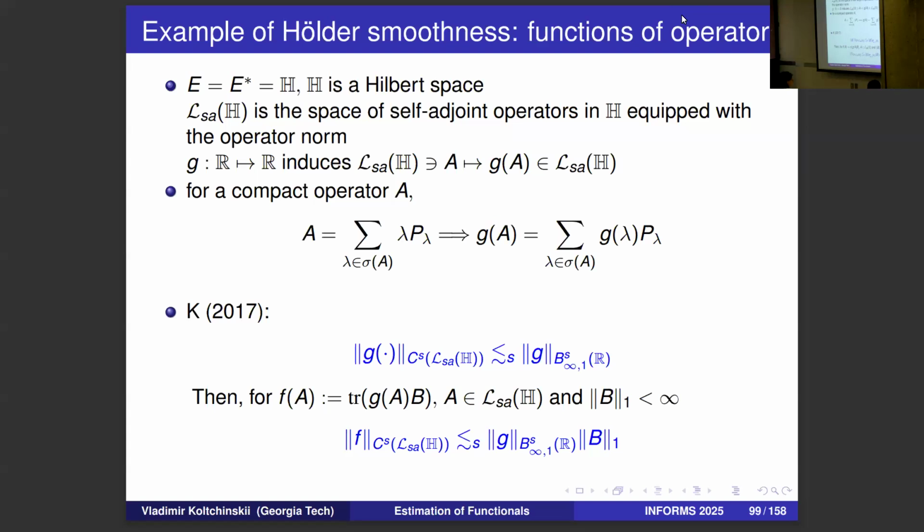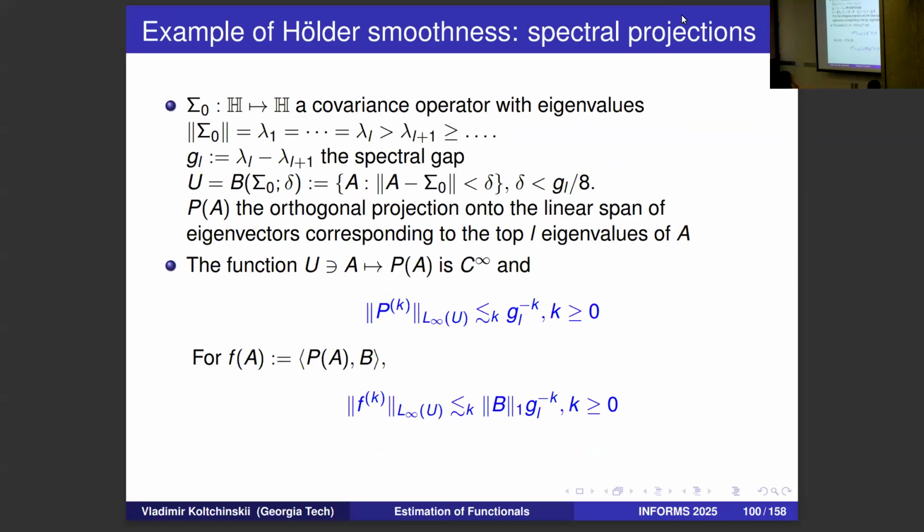You can look also at these examples that actually can be in a way reduced to the previous example, if you wish. You can reduce it to the previous example or view it separately. If you look at such things as spectral projections of the operators, of self-adjoint operators. For instance, you look at spectral projections that correspond to the top eigenvalue. Of course, it's not going to be globally smooth, but it's going to be locally smooth, okay?